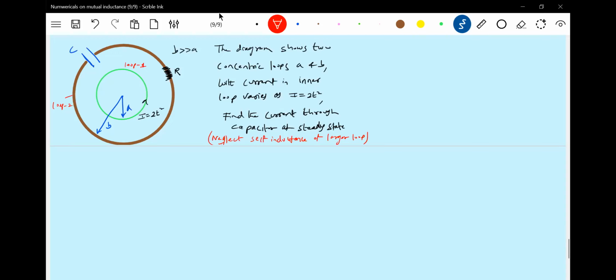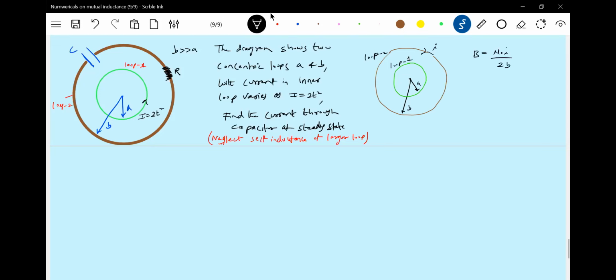Let's get into the discussion here. So there's the inner loop, there's the outer loop. The resistors, capacitors I'll bring later on. Let's send a current here, say some I2. Will it produce any magnetic field at the center of the loop? There's a loop 1, there's a loop 2. So what is the magnetic field produced at the center of the loop? Mu naught I by 2b.